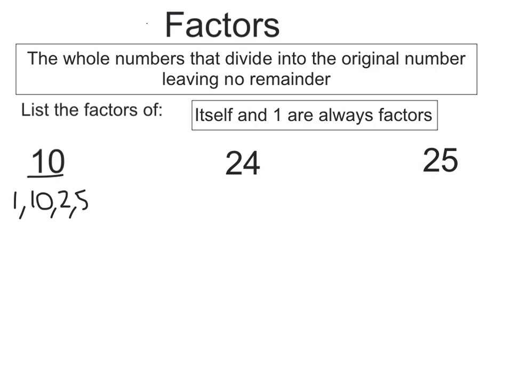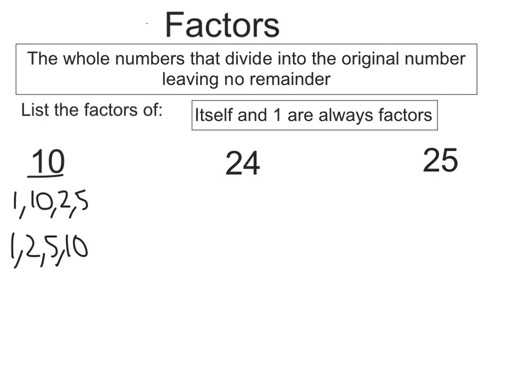Now I'll see if 3 is a factor. 3 times anything doesn't give us 10. No. 4, no, 4 doesn't divide into 10. 5, well, 5's already in our list. So once we get to a number that's already in a list, we stop. So our factors of 10 are 1, 2, 5 and 10.